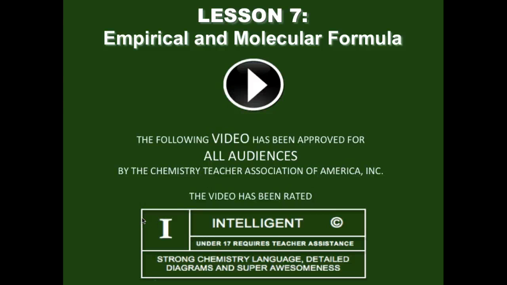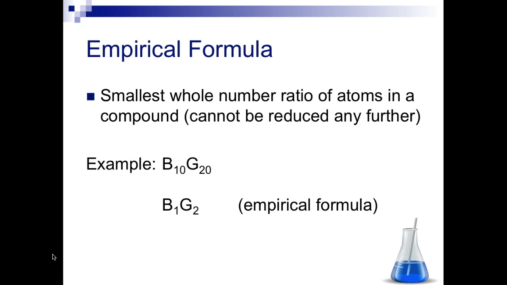Alright guys, welcome to lesson 7, which is calculating empirical and molecular formulas for a compound. So let's talk about empirical formula. Empirical formula is the smallest whole number ratio of atoms in a compound. That means that they cannot be reduced any further. So let's look at an example.